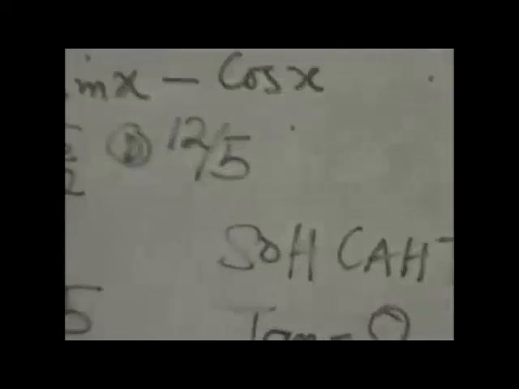Now what is sine? Sine is opposite over hypotenuse. What is the opposite of x? It is 4. So this becomes 4. And what is the hypotenuse? Hypotenuse is 5. Minus, we come to cos. What is cos from SOHCAHTOA? Adjacent over hypotenuse. What is the adjacent there? The adjacent there is 3, while the hypotenuse is also 5. So 4 over 5 minus 3 over 5 will give me 1 over 5.